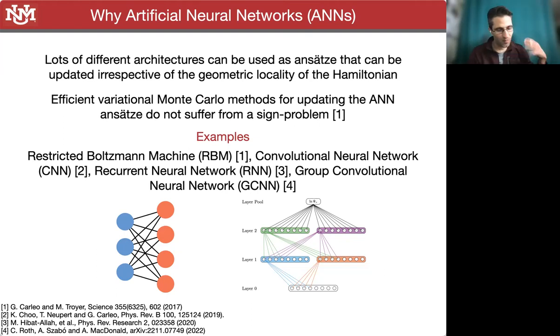So just some examples of these neural networks that you'll hear about if you read about this topic in the literature, right? It started with restricted Boltzmann machines, and this is a picture of what an RBM looks like. This is what I will focus on in my talk, and I will explain them in more detail next. But there are also convolutional neural networks, or CNNs, and this is a diagrammatic picture of that. There are recurrent neural networks, there are group convolutional neural networks, and I'm sure there are many, many other networks that people have studied for this problem.